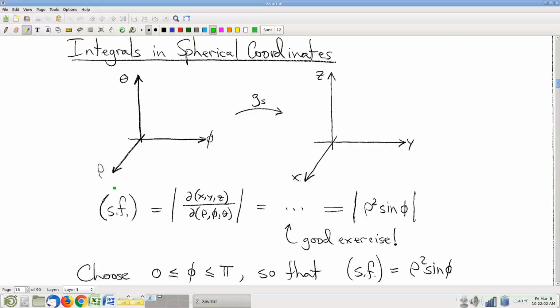Okay, so here's where we were last time. We were talking about doing integrals in spherical coordinates. Let me remind you what we mean by this little clause here, in spherical coordinates. It's a lot like what we were talking about doing integrals in polar coordinates. What it means is we're doing a change of variables.